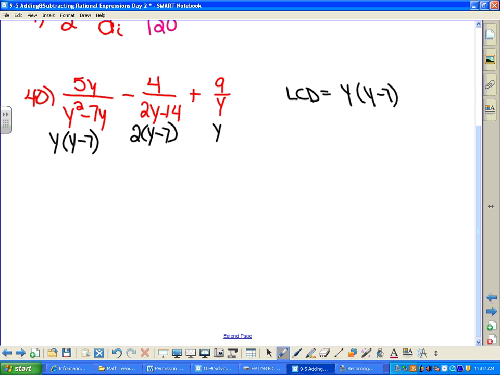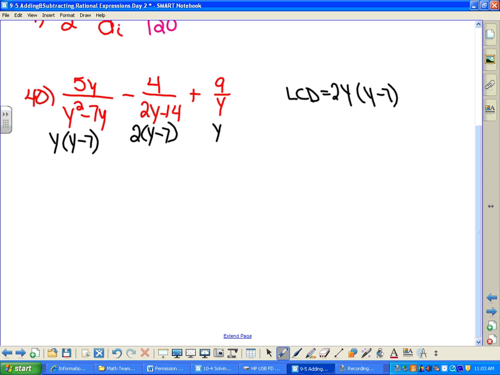And then you just go across to each one and write down any missing factors. So from this one, do you see a factor of a 2 in your LCD? Nope, so let's put one there. Do you see a factor of a y minus 7 over here? Yep, so I don't need to write it because it's already there. Does that make sense? Okay, so now we come to this one. Do you see a factor of a y in your LCD? Yeah, so I don't need to write it. So I've got all the necessary factors that I need.